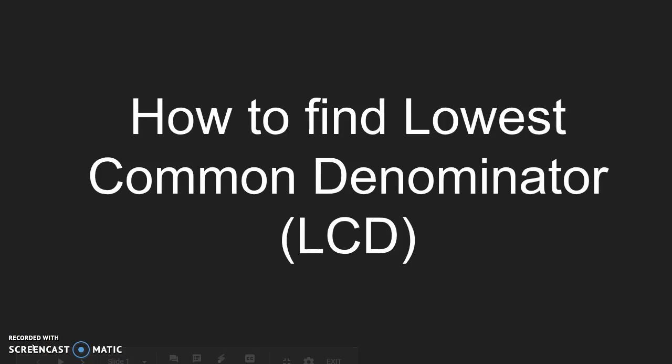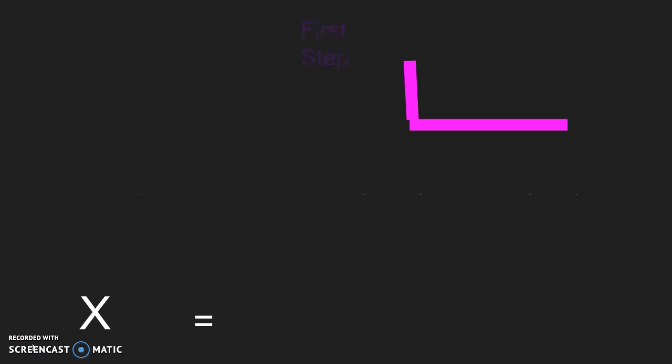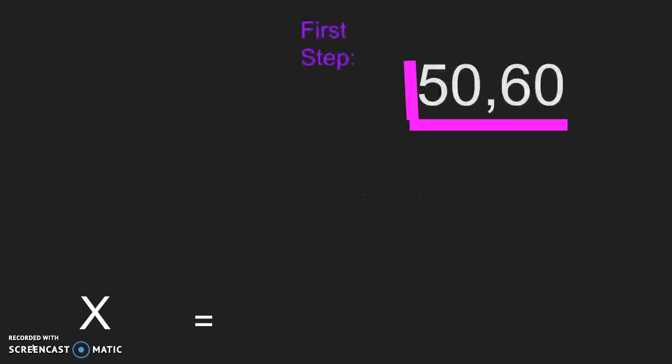Today we will be learning about how to find the lowest common denominator, LCD, with the birthday cake method. So the first step is that you make this upside down division bar, and you can write whatever numbers you want. I put 50 and 60, whatever numbers you want. So you divide 10 by each number.